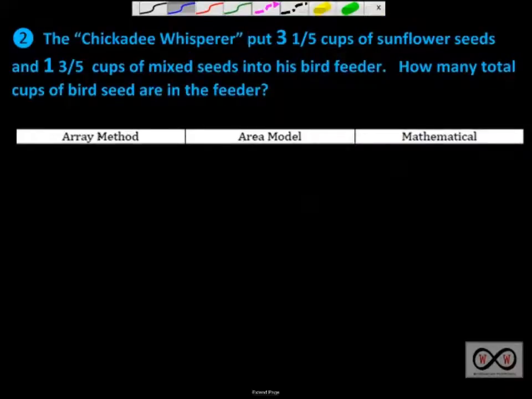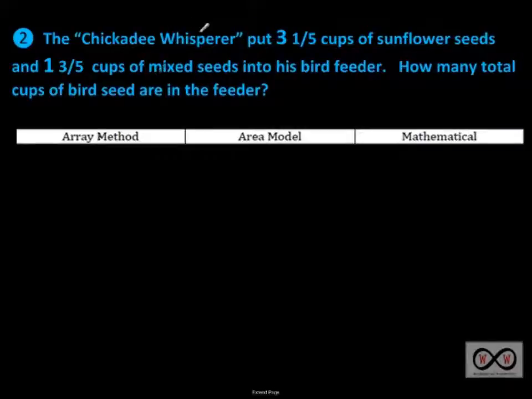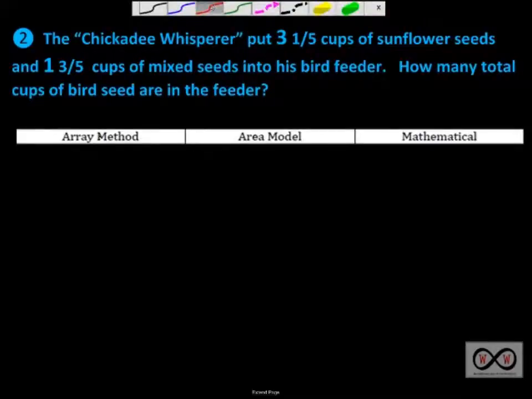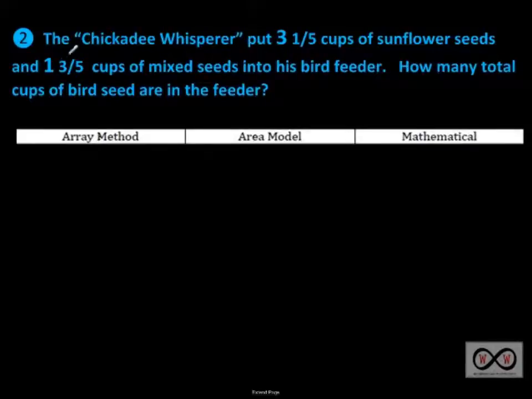Problem number 2. It goes like this. The chickadee whisperer put 3 1/5 cups of sunflower seeds and 1 3/5 cups of mixed seeds into his bird feeder. How many total cups of bird seed are in the feeder? All right, again, let's attack that as a word problem. We'll go through and look at the important math information.